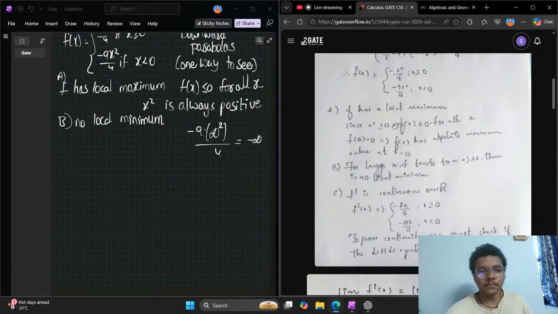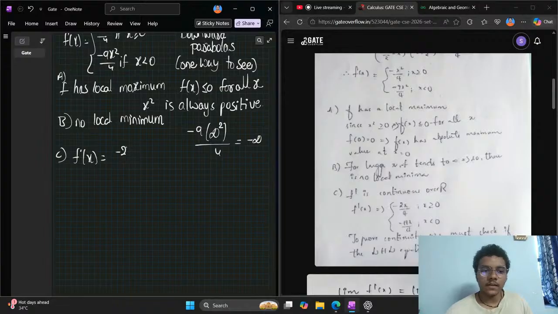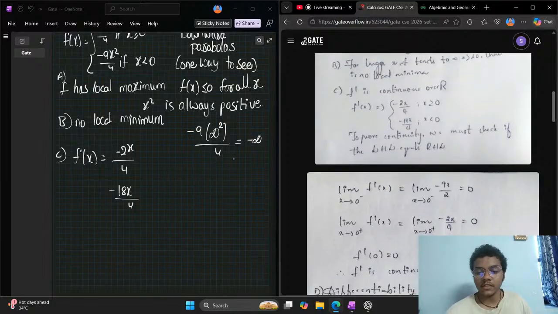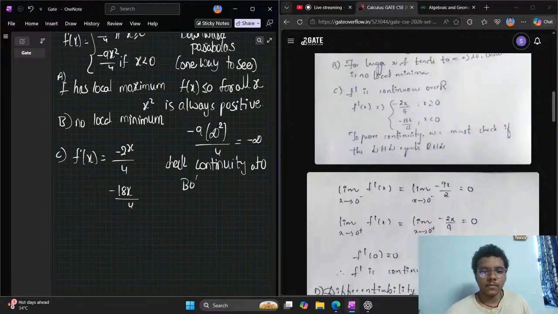Okay. F dash is continuous over R. F dash of x is equal to minus 2x by 4 minus 18x by 4. To prove continuity, we must check LHL is equal to RHL. Check continuity at 0. Both are 0.